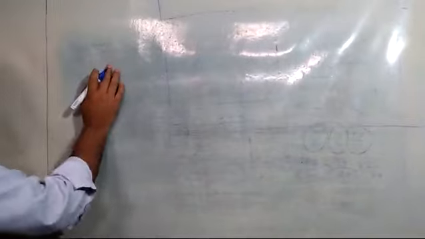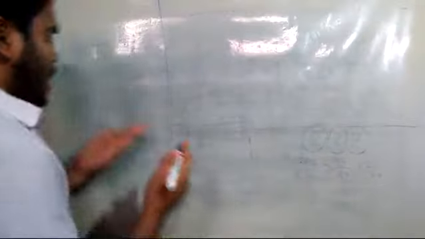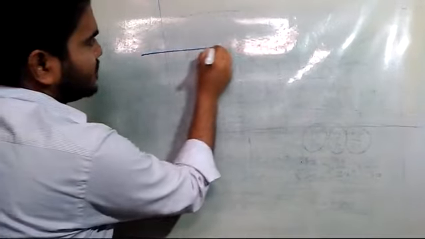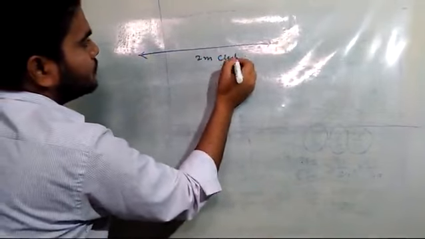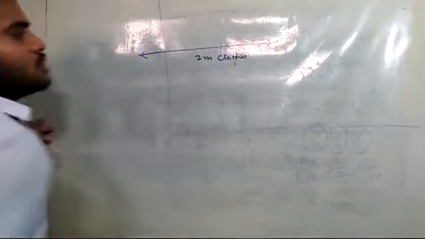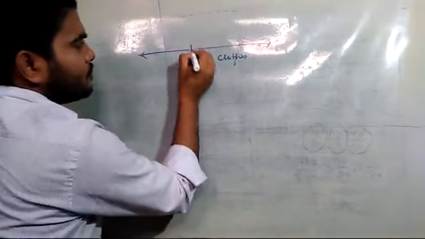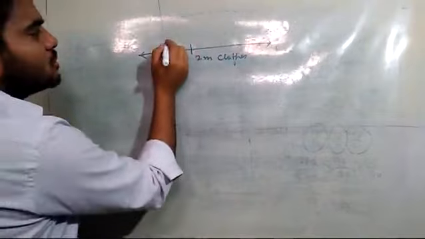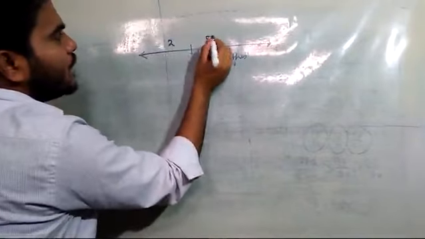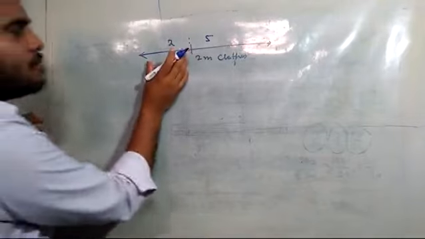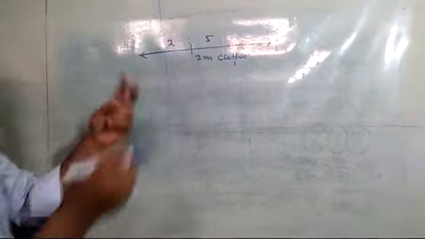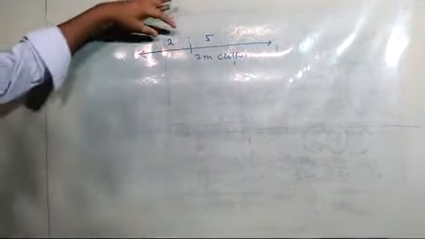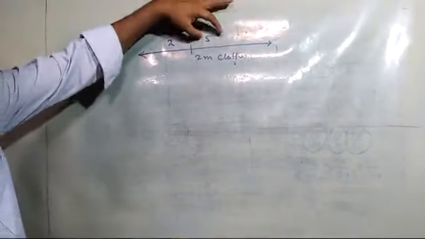Now, how to divide the two numbers? Suppose I have, let's say, 2 meter of clothes, and I have divided this 2 meter of clothes in a ratio 2:5. This 2 meter cloth is divided into two parts in such a way that one part is having 2 units and the other part is having 5 units.